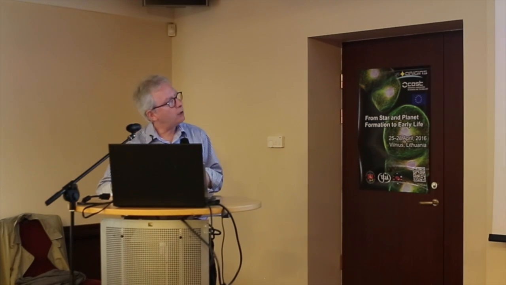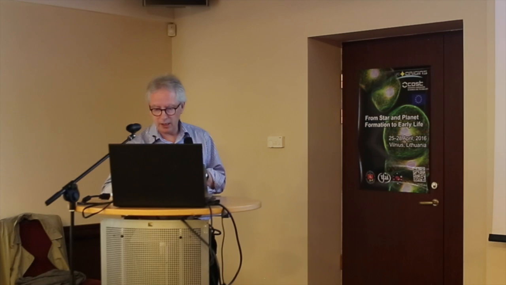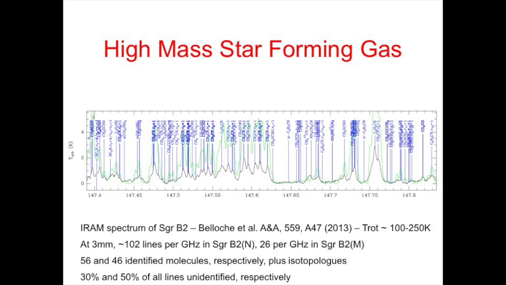These regions of high mass star formation, where hot molecular cores are seen, are very rich in molecules. So this is a part of a spectral line survey of the molecular cloud at the center of our galaxy, Sagittarius B2, which is about 1 million solar masses. Perhaps other than the black hole at the center of our galaxy, it is the largest object in the Milky Way. It's very rich in certain spots in terms of its molecular emission.